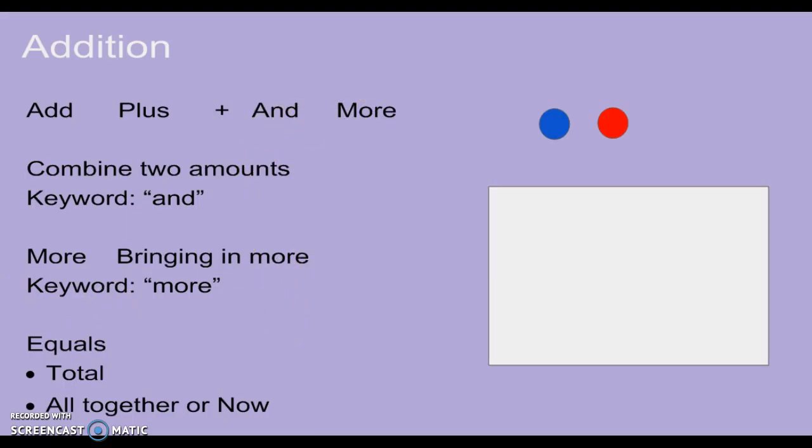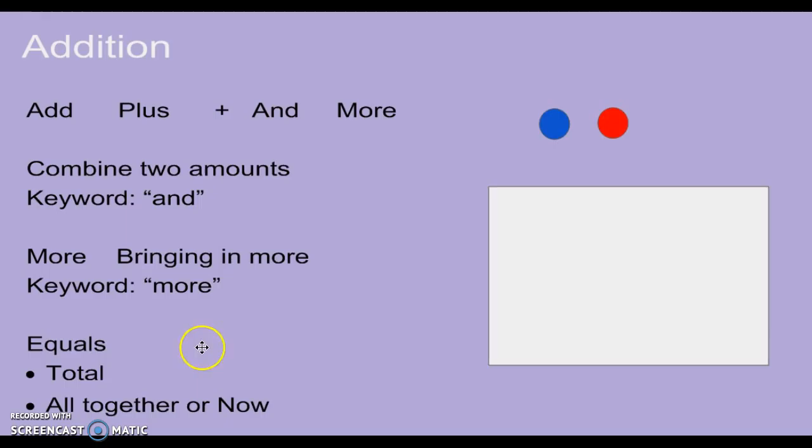So there are two ways to do addition. One way to look at it is to combine two amounts together, and that's where the key word is and. And another way is to have an amount that you're starting with and be bringing in more. So that's where the key word is more. So when you add two groups together or bring in more to a starting number, you're going to end with a different number. That's where our keyword equals comes in, or total.